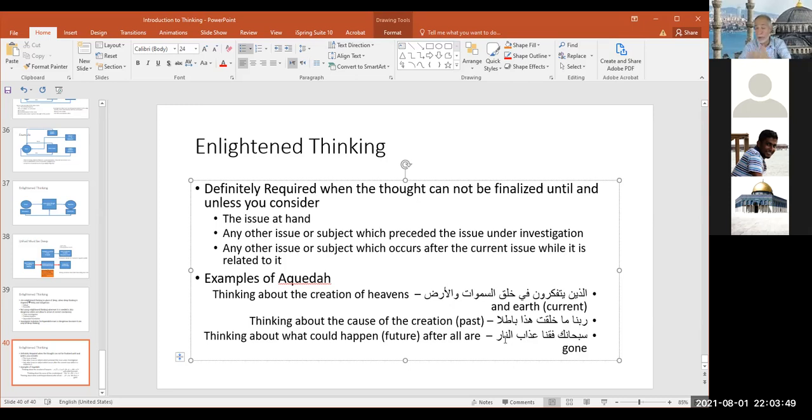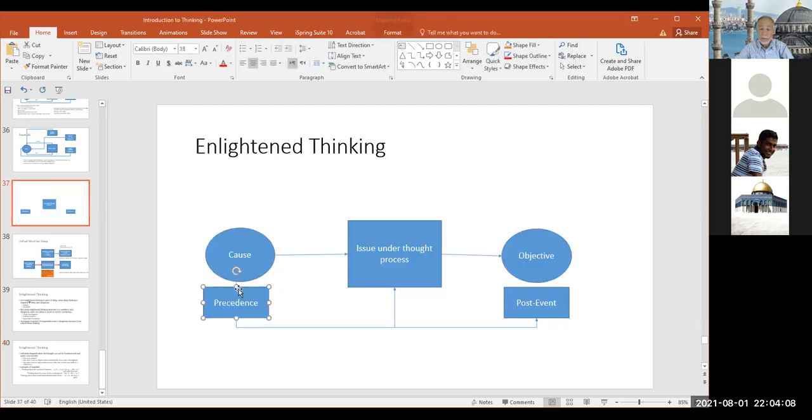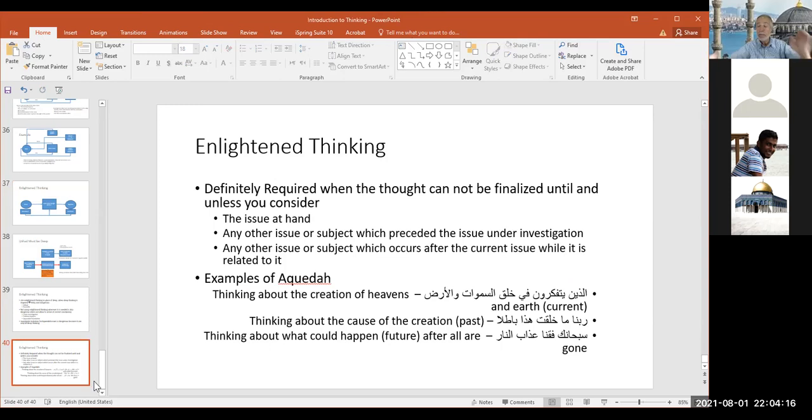Ijtihad will not allow me to arrive at this conclusion. Logic will not allow me to arrive at this conclusion. Sensing and instincts will not allow me to arrive at this conclusion. The only thing that allows me to arrive at this conclusion is to be enlightened in my thought. In other words, I have to look at what preceded and what comes after, while I'm discussing the issue at hand. Okay? Okay, let me see.